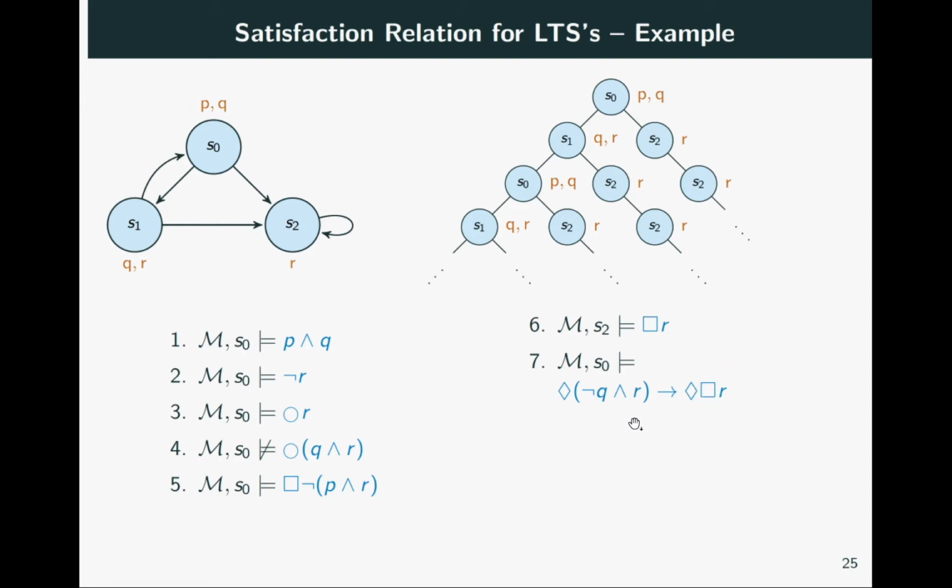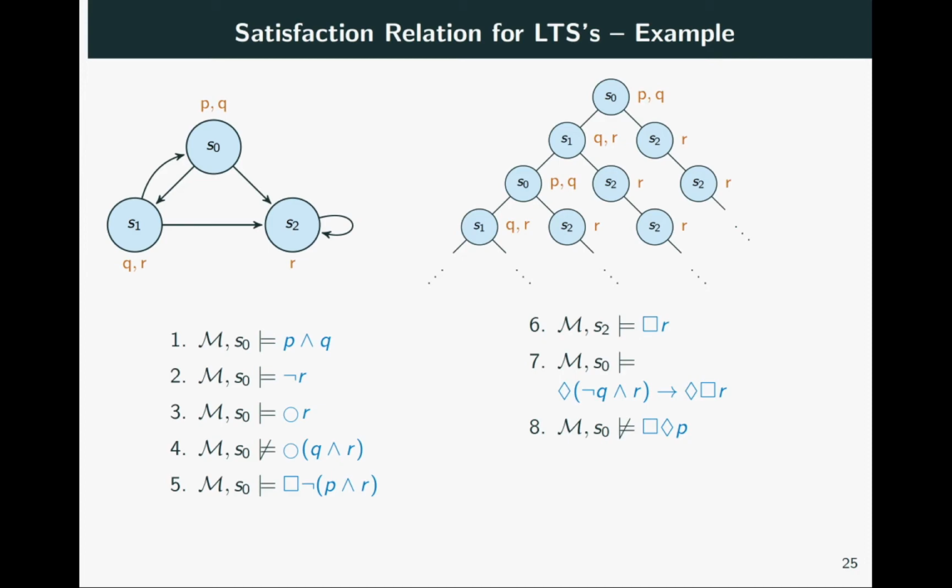Okay, so we started with a path about which we assume that it satisfies eventually not Q and R, and we show that that path must also satisfy eventually always R. So the implication is proved.